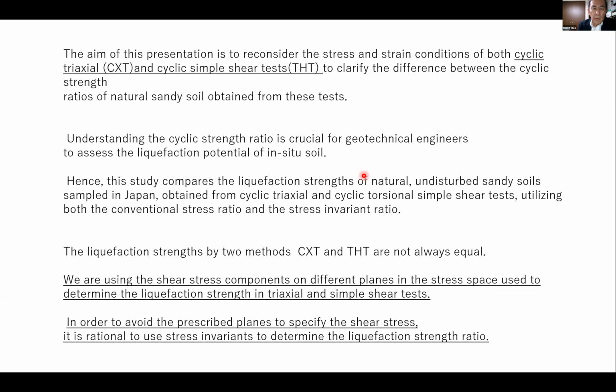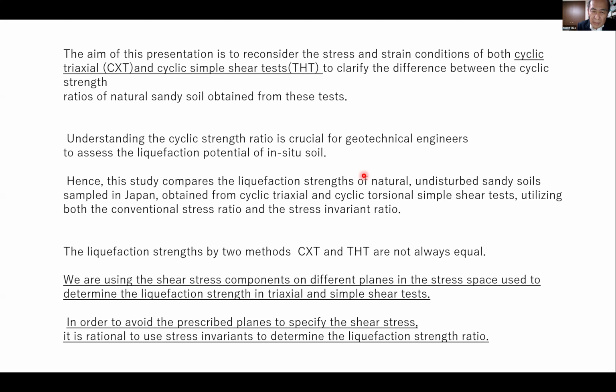The cyclic simple shear test is, I think, appropriate to assess the liquefaction potential because the loading mode is similar to simple shear conditions. But in practice, many people are doing a triaxial test instead of a simple shear test. This is due to technical problems. The triaxial test is easier than the torsional simple shear test.